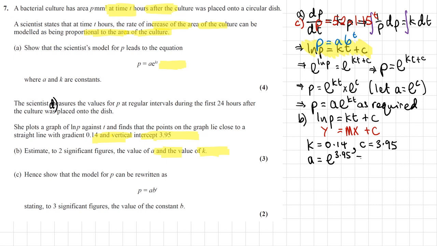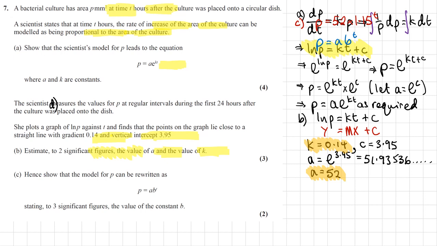And that, evaluated on a calculator, is 51.93536 and so on. Now we need to give both of those values to two significant figures. So I've got the value of k to two significant figures, so let's highlight that. I now want to give the value of a to two significant figures, so that would be 52, rounding this to two significant figures. So there's my value of a.